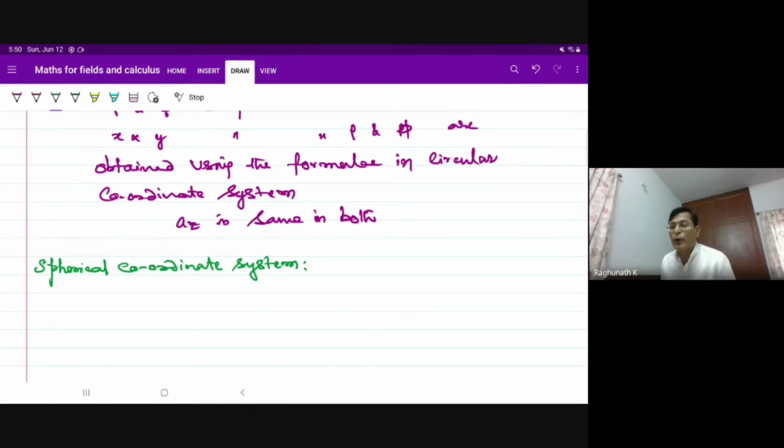Z axis we spoke about, XZ plane we spoke about. Here also, we develop this with respect to the Cartesian coordinate system. Cylindrical coordinate system is the extension of circular coordinate system, but spherical coordinate system straight away is defined in the space itself, in three-dimensional space itself.